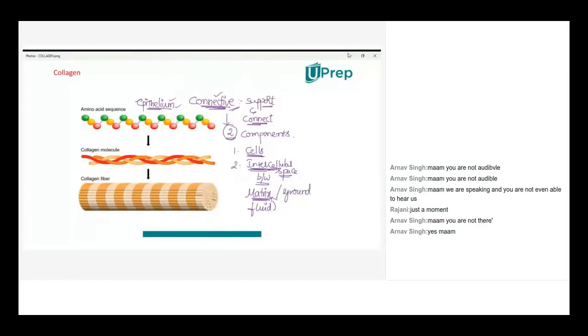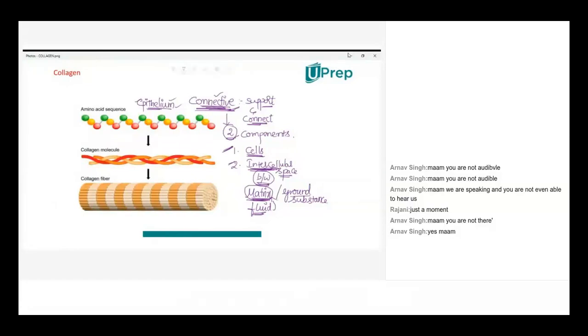When you come to the cells component, the cells will produce some proteins. This is very important. What kind of proteins will the connective tissue produce? The cells in connective tissue will produce proteins called collagen and elastin.